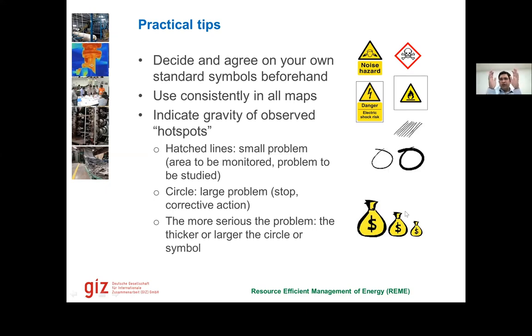So if we are doing an eco map in a factory and we are trying to identify energy losses, if we see a small energy loss, we can use a small symbol, and if we see a big energy loss, we can use a bigger symbol. So that is how we can use different types of symbols. If you use a thin marker, that means the problem is small, and if you want to highlight it as a big problem, we use a thick marker or a thick symbol. That is how the seriousness of the problem can be highlighted with the size or the thickness of the symbol.